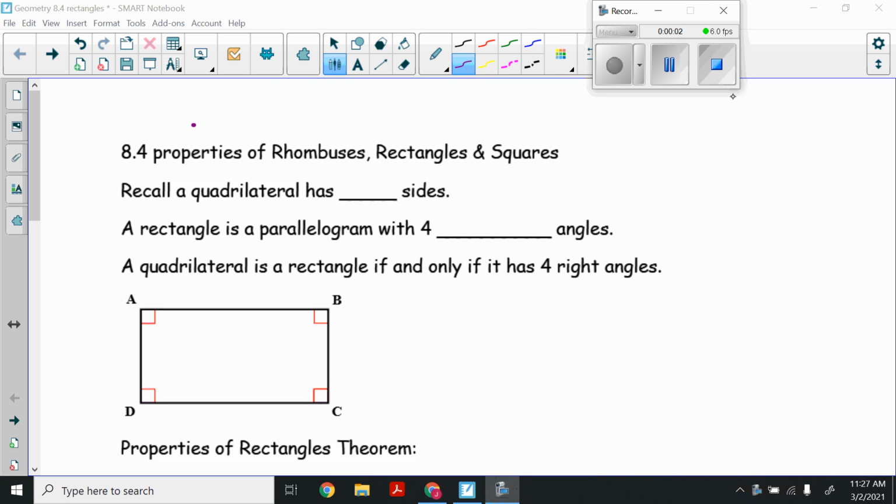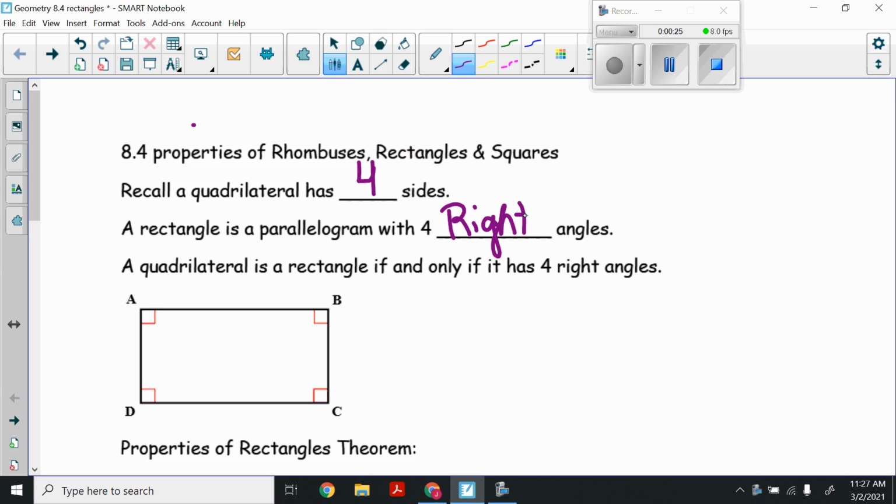Right, today in geometry, we are looking at the first part of section 8.4. 8.4 is properties of rhombuses, rectangles, and squares. Today, we're going to focus on properties of rectangles. So recall that a quadrilateral has four sides. A rectangle is a parallelogram with four right angles.